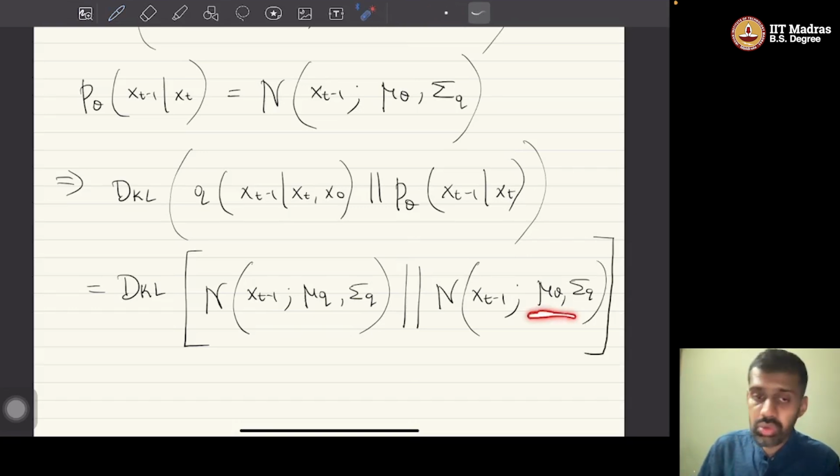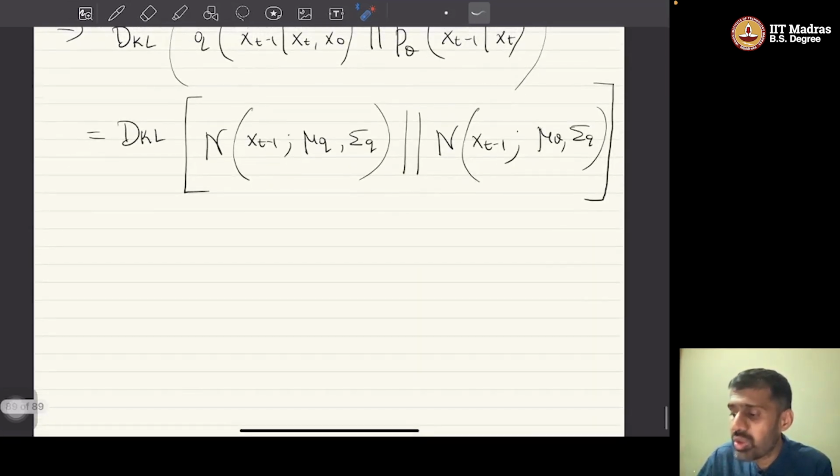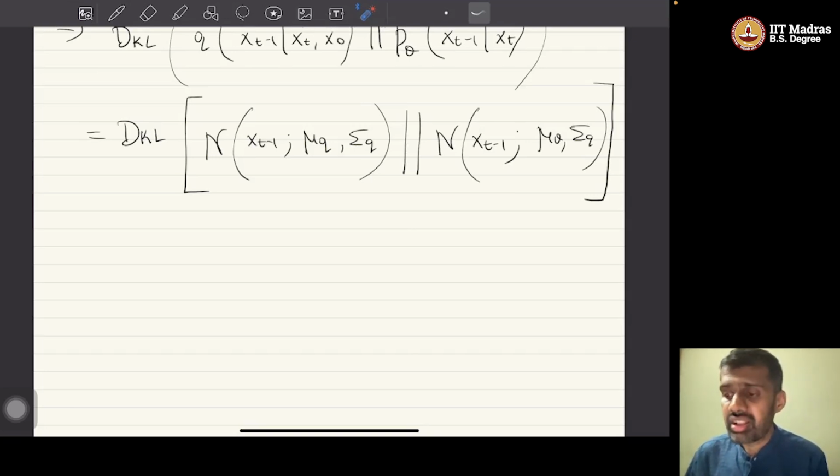So the next step is that we compute this particular KL divergence, and we know that the KL divergence between two Gaussian distributions is tractable and can be computed. We will compute what the KL divergence is, and we will finally get the loss function that we would optimize in the DDPM. So we will do that next.